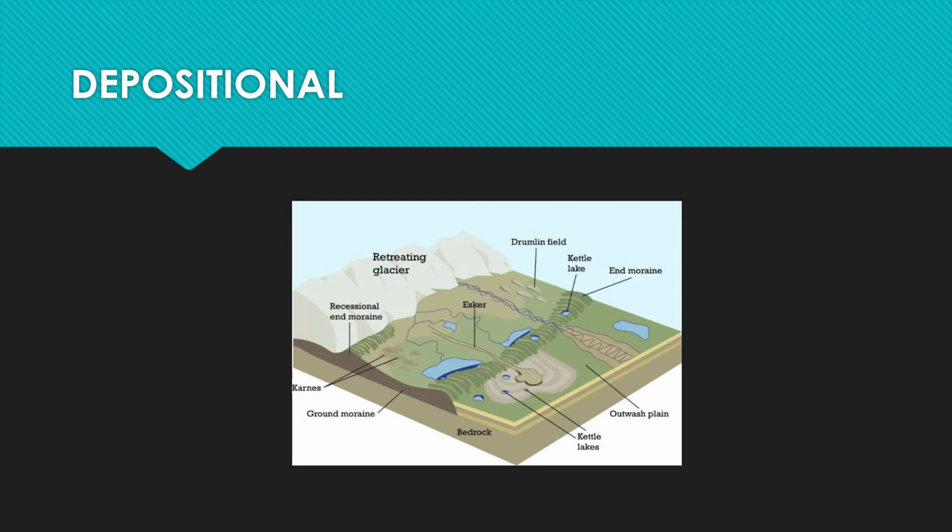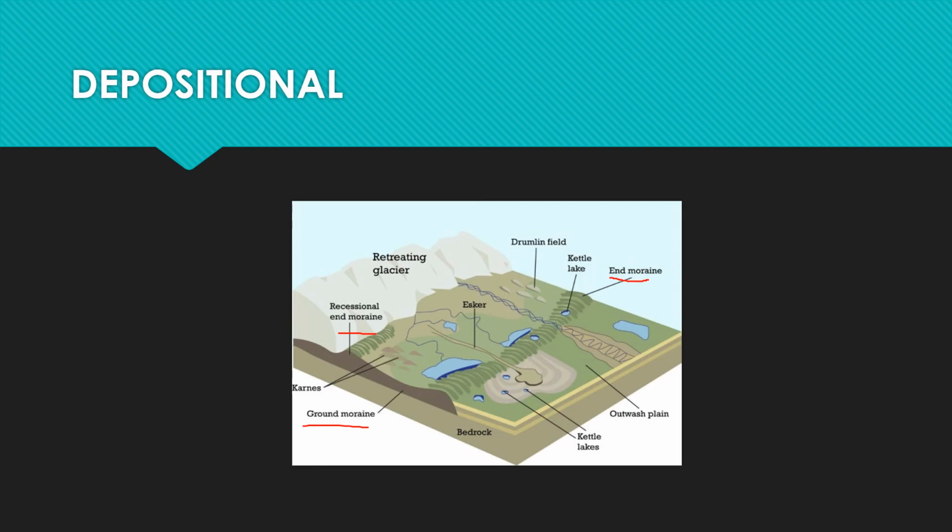And now the depositional landforms. So the depositional landforms are, first of all, moraines. We have various types of moraines: recessional end moraine, ground moraine, and lateral moraine. These moraines are created because of some rocks and sediments which are deposited on the surface of the glaciers. So if some rocks are deposited over the surface of glaciers, when the glacier is broken down, it will also slide away the rocks which are deposited over there.